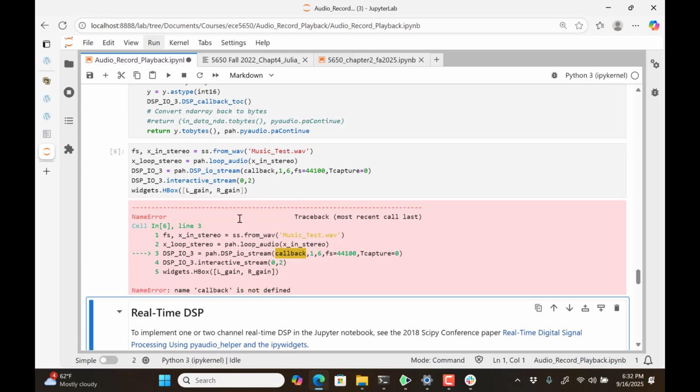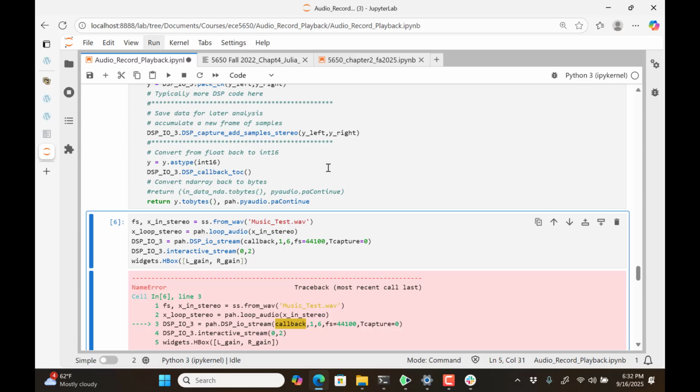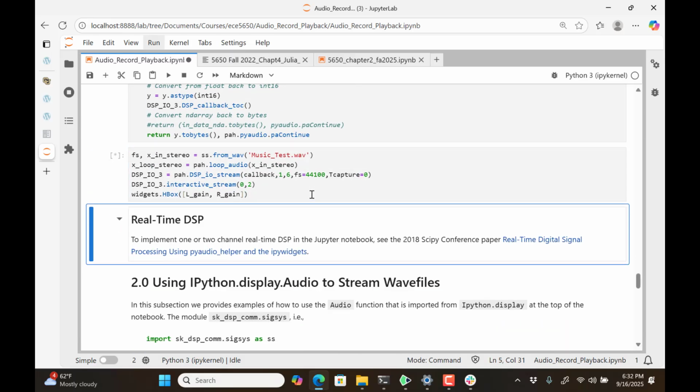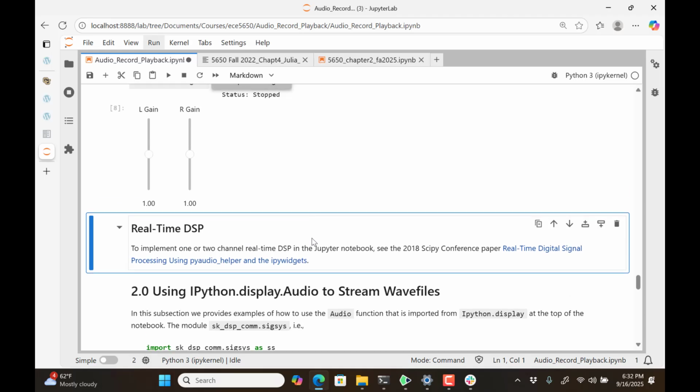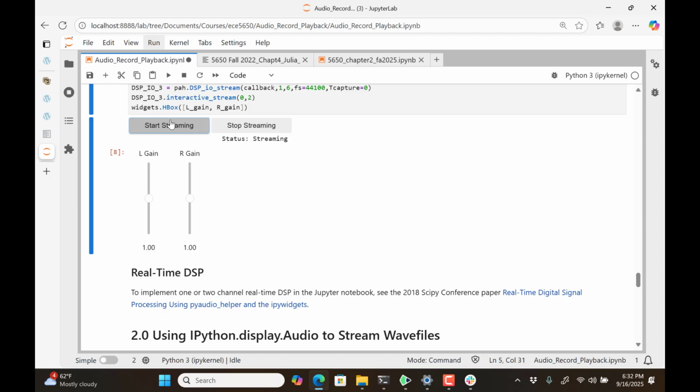And what happened? It's because I didn't compile my callback. I'm pressing Shift-Enter. So now they're here, and it's running. Just increased the gain of both of them. I don't know if you could tell from there.